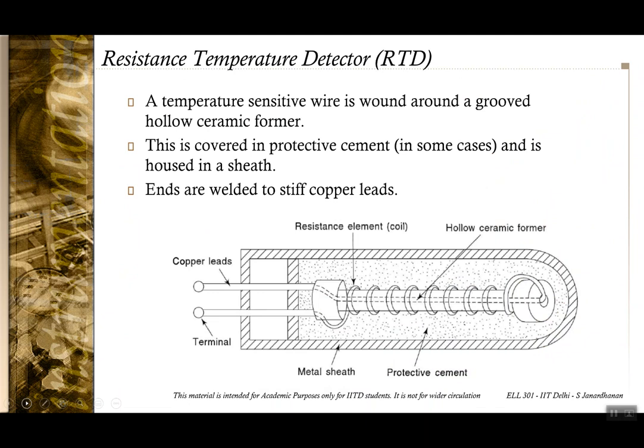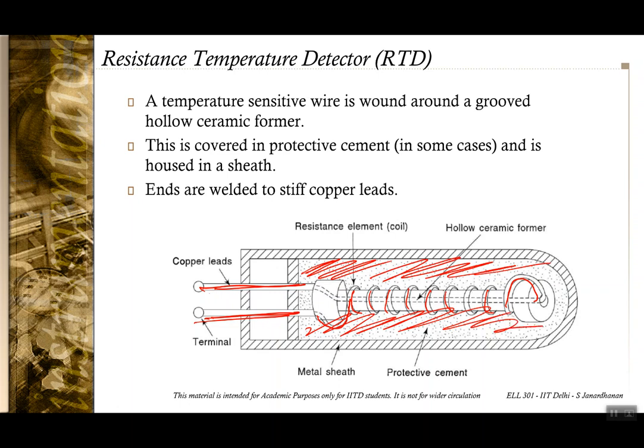Okay, so coming to the basic construction of the RTD, there is a temperature sensitive wire here. This is being wound around a hollow former, and the leads are taken out. For better protection, you would have this entire assembly, the resistance element, covered in a protective cement in certain cases, and this entire assembly is housed in a sheath. It can be a metallic sheath or it can be of other material.